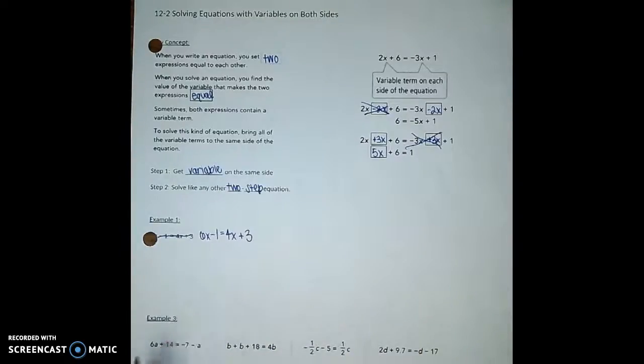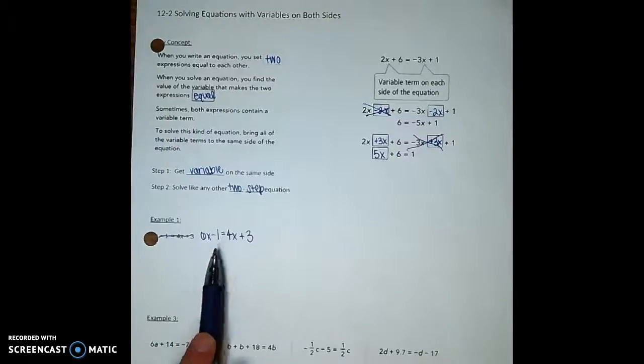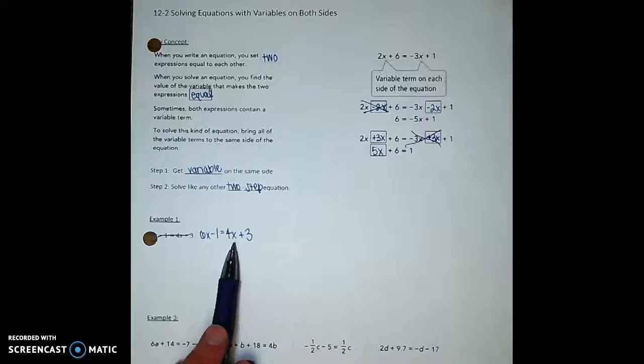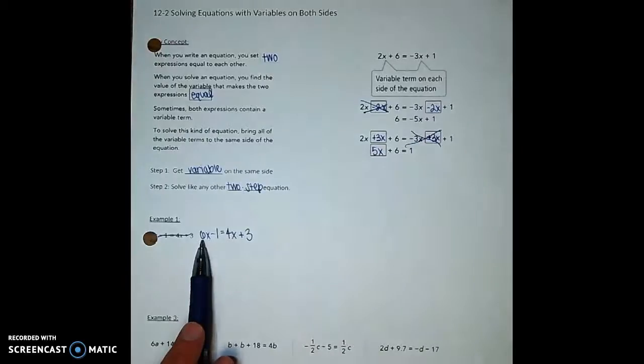So let's go ahead and look at our first example. We have 6x minus 1 equals 4x plus 3. So looking at both sides of the equation, there's really nothing to simplify here. I have 6x minus 1 and then 4x plus 3, but I do see that I have variables on both sides, and so I need to get my variables on the same side. Now I think it's a little bit easier to take away 4x than to take away 6x, because that'll give me a positive variable on the left.